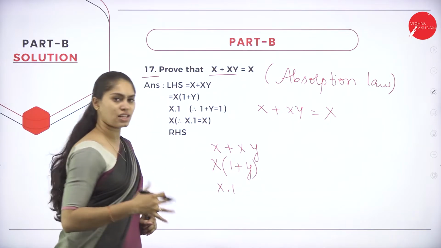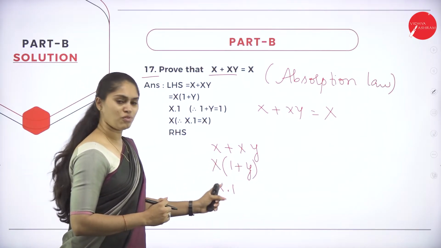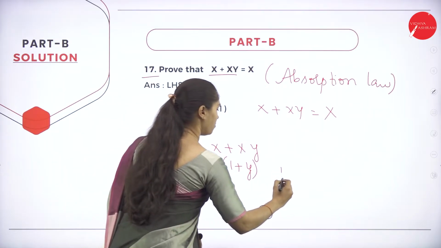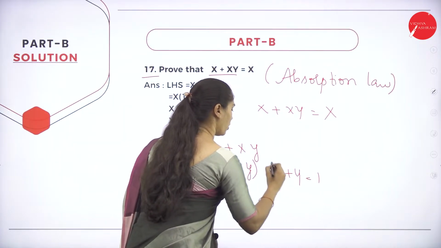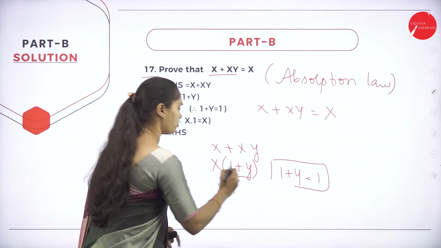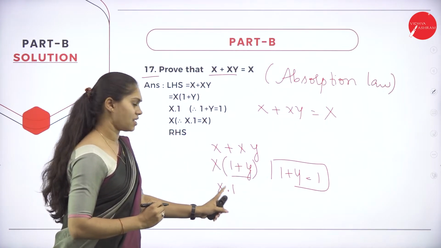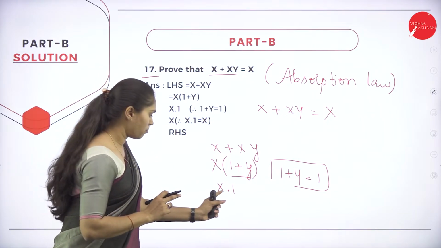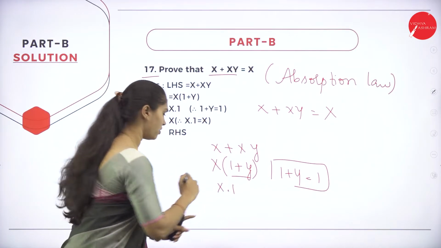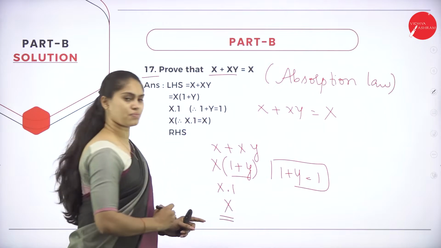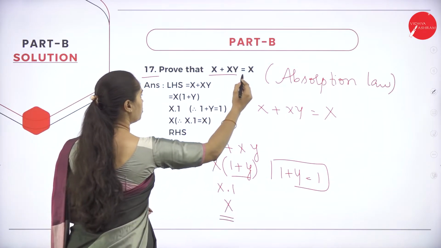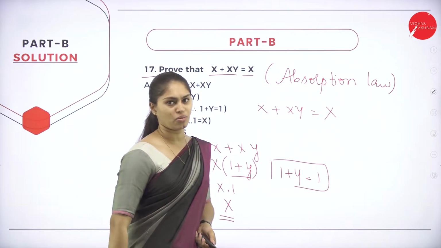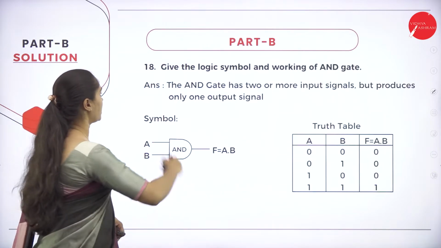This parenthesis is nothing but the multiplication symbol. So if it is converted into a symbol, x dot 1. 1 plus y is nothing but 1, that is the reason. Instead of this 1 plus y, we are taking x dot 1, that is x into 1. When I multiply this x into 1, again it will give me x only. Okay. So that means we have proved LHS to RHS. This is related to the absorption law. We'll see the next question.